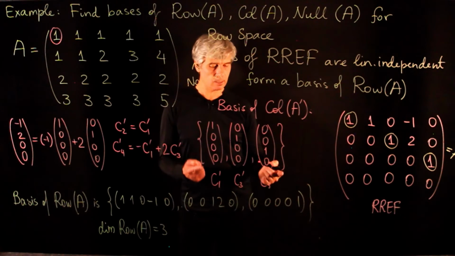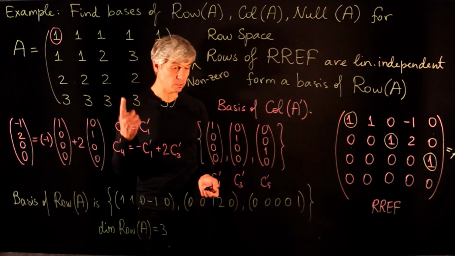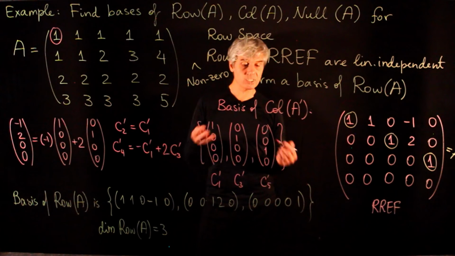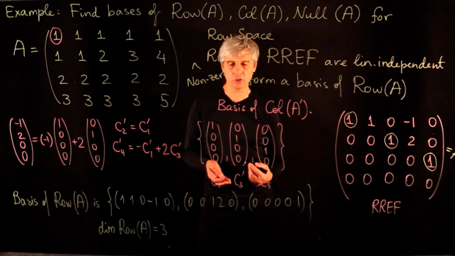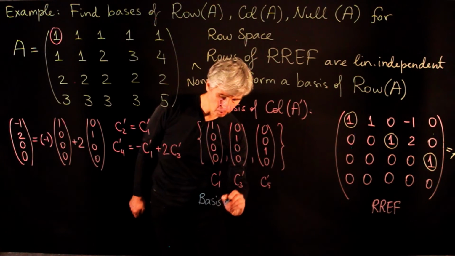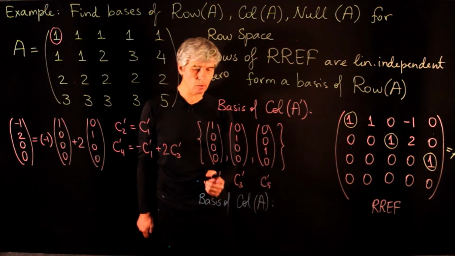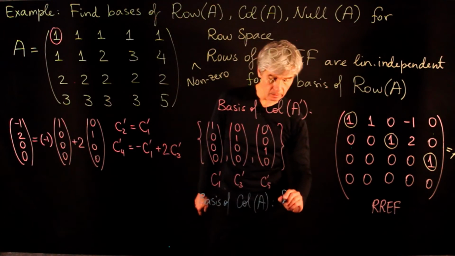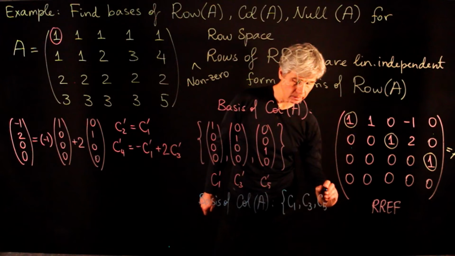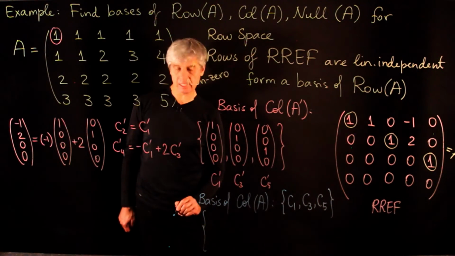Now, is this a basis of the column space of A? The answer is no, it's not true, because the column space does change when we apply elementary row operations. So to get the basis of the column space of A, what we do is take the columns of A with the same indices. So we take C1, C3, and C5 from the original matrix. This becomes the following set of vectors.